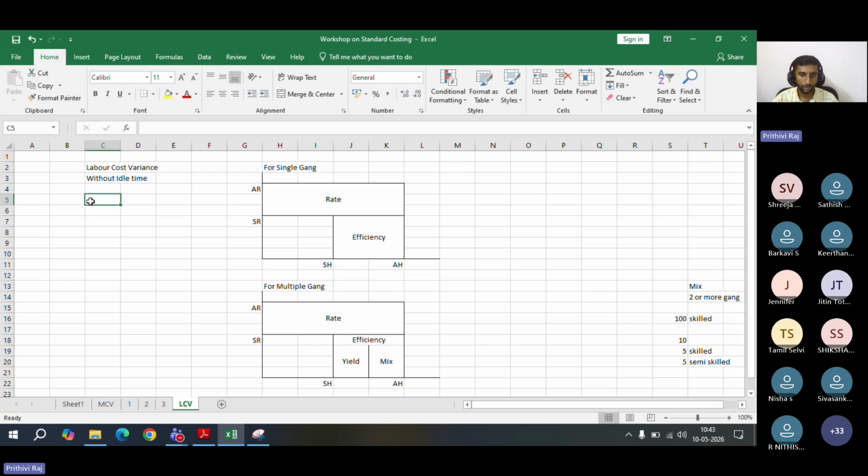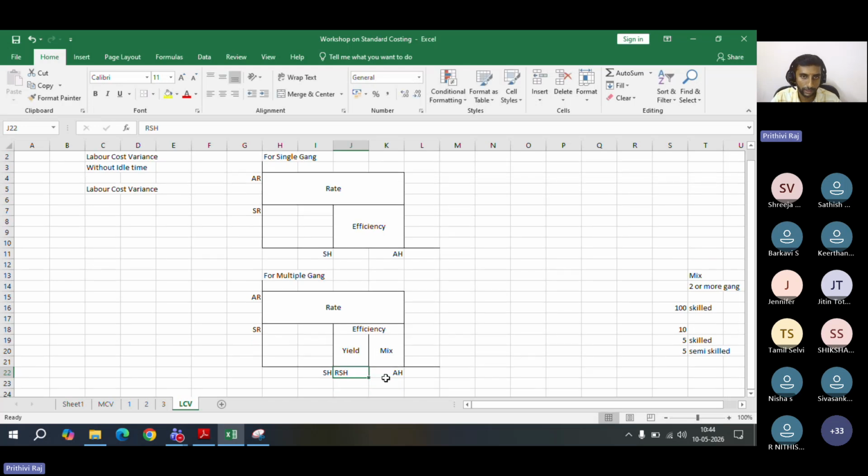Now let's go by the formulas. Labor cost variance. So this separation point is called RSH. There we showed RSQ, the same concept only, RSH. The definition there is total AQ in SQ ratio, here total AH in SH ratio. Same thing, the concept remains the same. So now the labor cost variance, you are separating into labor rate variance and labor efficiency variance.